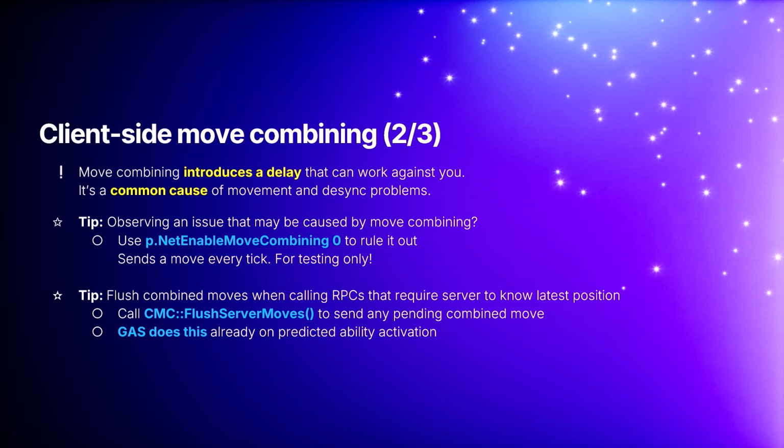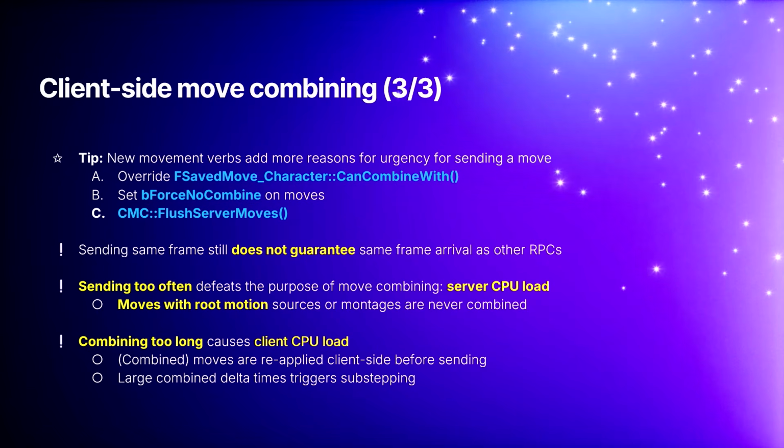Another tip is that at any point in time, you can call the CMC's FlushServerMoves on the client, and that will send any move that it has combined over the last few frames. Now, GAS does this already when you activate a locally predicted ability, so it's not low-hanging fruit there. But if you use a different ability system, or if you send your own gameplay RPCs which really want the server to have the latest character position, then you can call FlushServerMoves. But you still have to take into account that even if you flush server moves, it's not guaranteed that it will arrive in the same frame on the server side as other RPCs you call that frame.